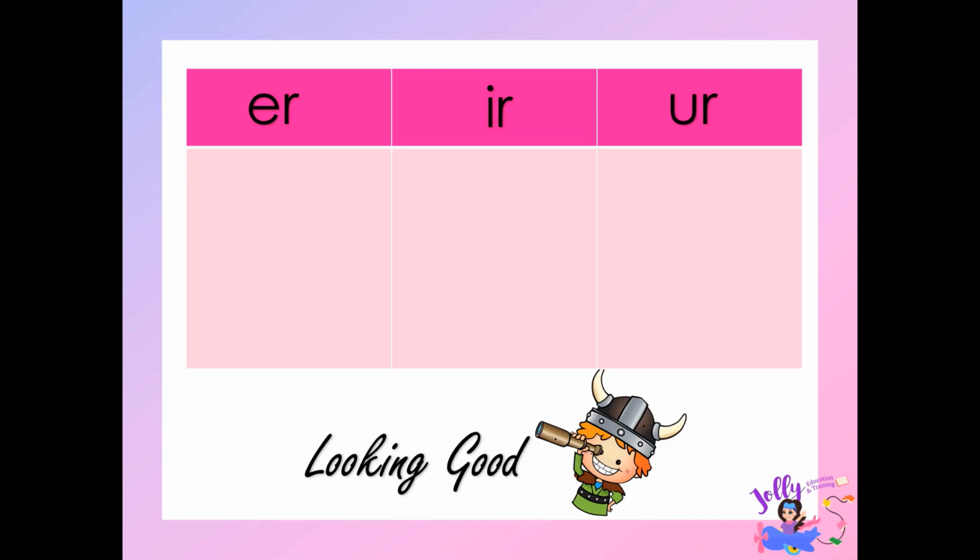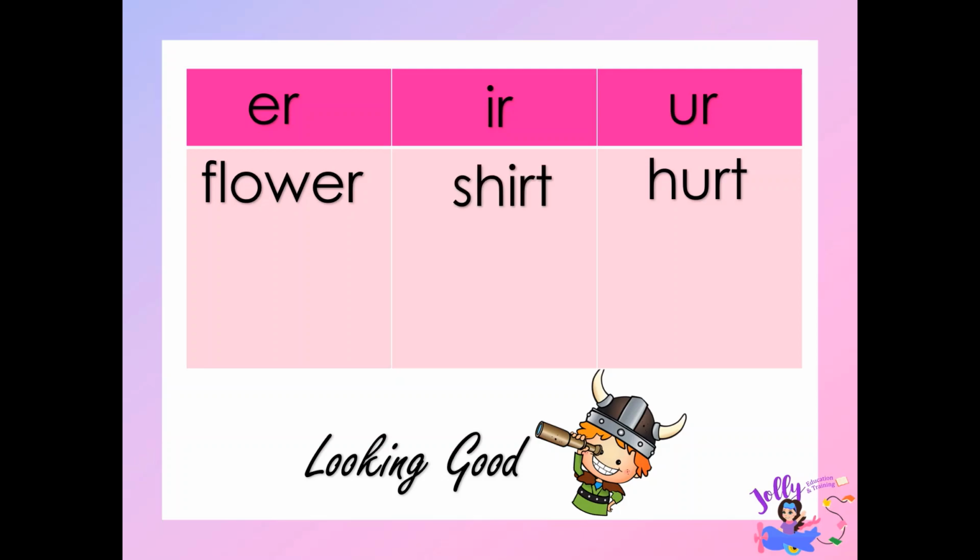Let's see what I've got. Flower. I can hear the sound at the end, so I knew straight away that it has the ER grapheme choice. Oh, but I wasn't sure with the word hurt. So I wrote it out a couple of different ways using the different spelling choices for the sound. And this one looked right to me, the UR spelling choice. And then the word shirt, I wrote that a couple of times too. I wrote it with the ER, the IR, and the UR. And the IR spelling choice looked right to me.